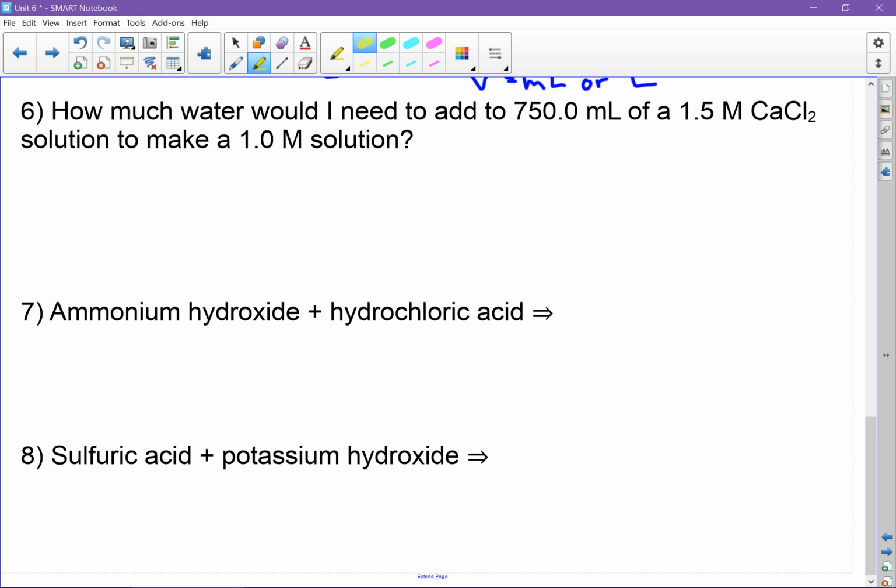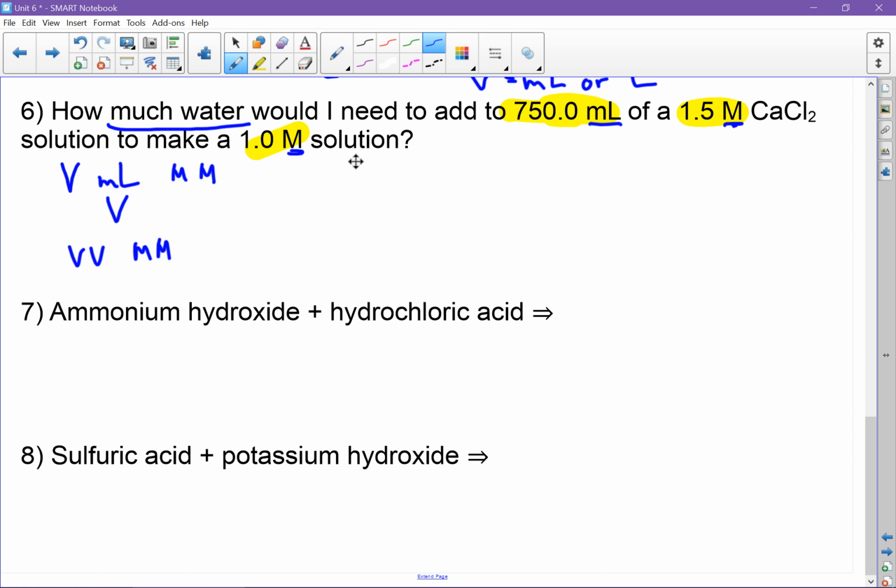Alright, let's look at this one. We're going to find all the numbers that you need. Then we have to decide on a formula to use. So it says how much water. That means we're going to be looking for a volume. Okay. Then I see milliliters, which is the same as another volume number. And then I have 2 molarity numbers. So I need a formula that has 2 volumes and 2 molarities. That means the formula will be M1V1 equals M2V2.